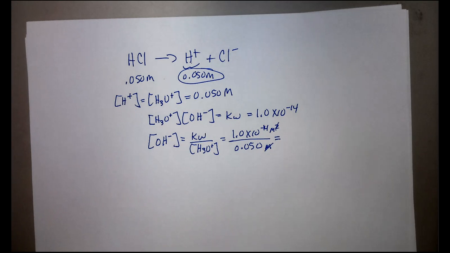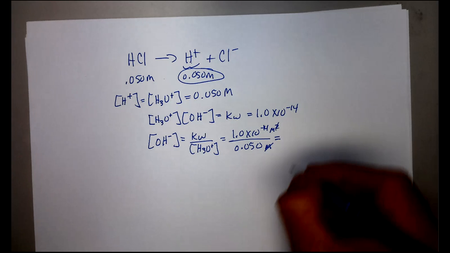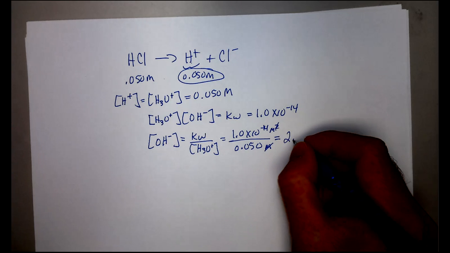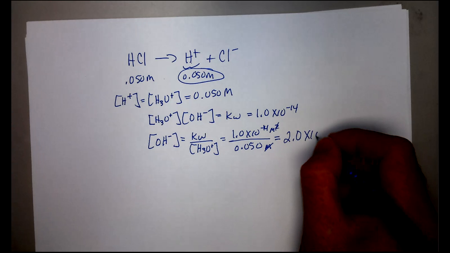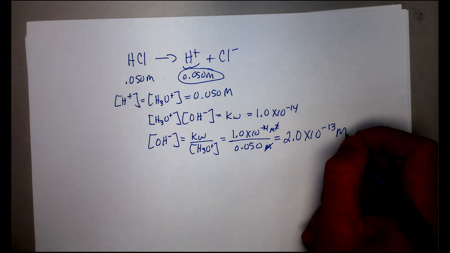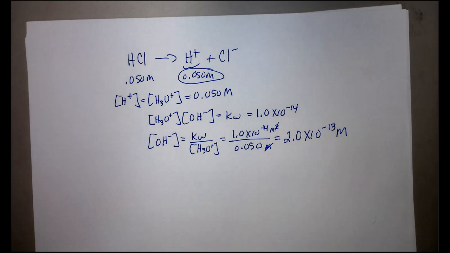1.0 times 10 to the negative 14th divided by 0.050. And we're going to get a hydroxide ion concentration of 2.0 times 10 to the negative 13th molar. Notice as the acid concentration gets large, the hydroxide ion gets small, and vice versa.